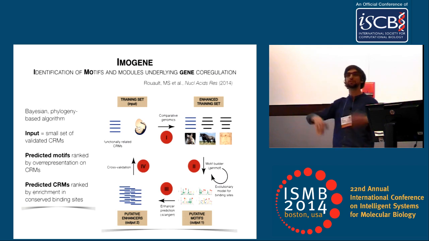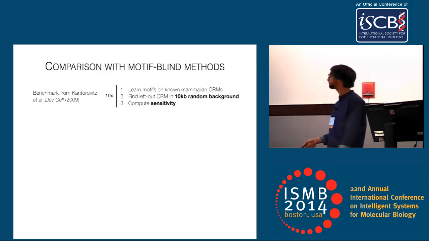Then we use the first few motifs, like the first 5 motifs, to scan the genome and predict CRMs that have high clustering of binding sites, in conserved binding sites for these motifs. So let me show you an example of how it works.